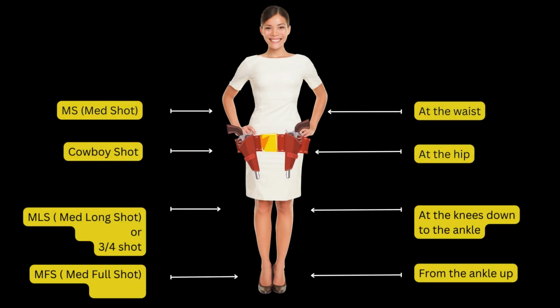Okay, so the shots we'll be going over in this section will be from the waist all the way down to the ankles. I put a little gun belt on our model here to show where the cowboy shot would be. I just thought it was kind of cute. So let's take a look at some examples of some wider sizes now.